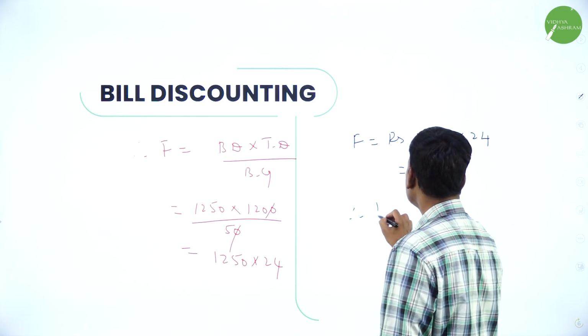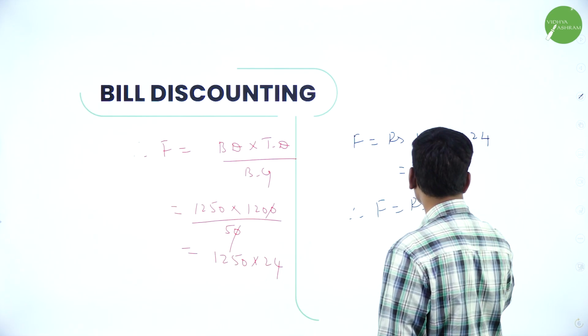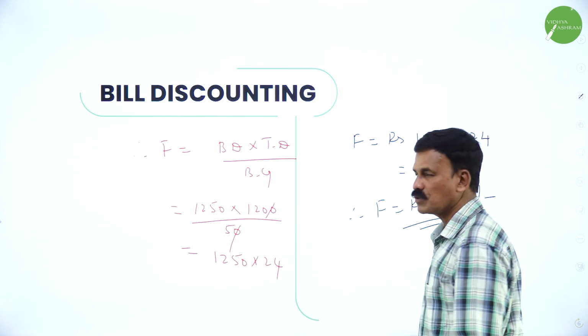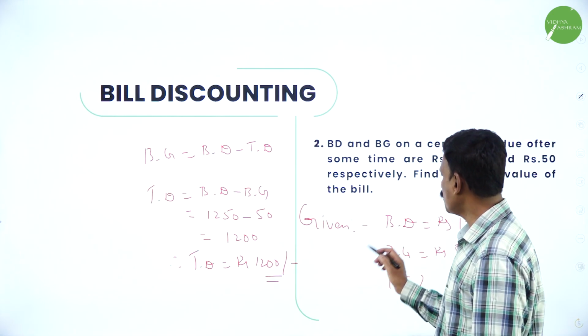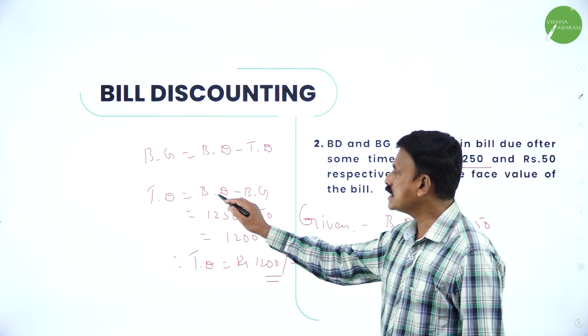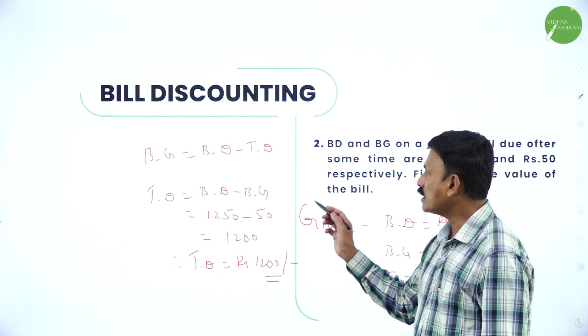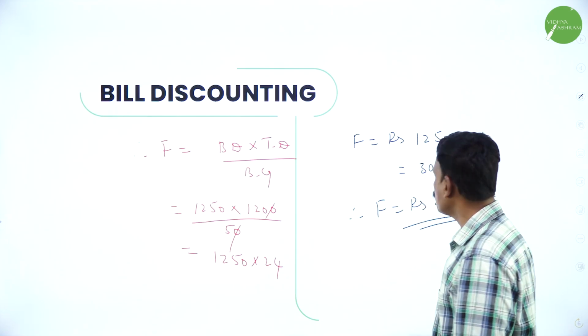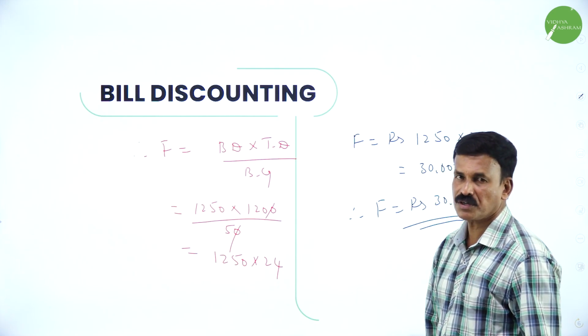So therefore, the face value is equal to rupees 30,000 in this case. That's it. Very simple. Just find out the value of TD. TD is equal to BD minus BG. And what is the face value? BD into TD divided by BG. That's equal to rupees 30,000, which is the required answer.